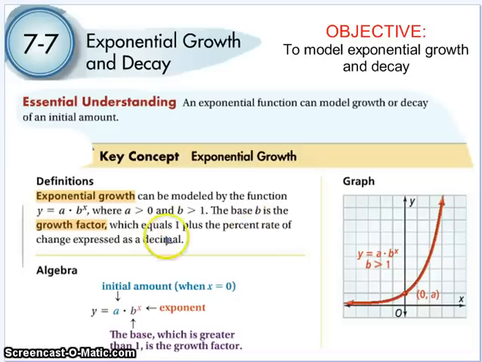The base B is the growth factor. This value B is going to be how quickly things are growing, which equals 1 plus the percent rate of change. So we'll see that as we go. A is the initial amount. It's how much we start with. B is the growth rate, which is greater than 1, so it's 1 plus some other percentage, and then the x is an exponent. This is what they're going to look like, where 0 comma A is going to be the value of the A that we see there.